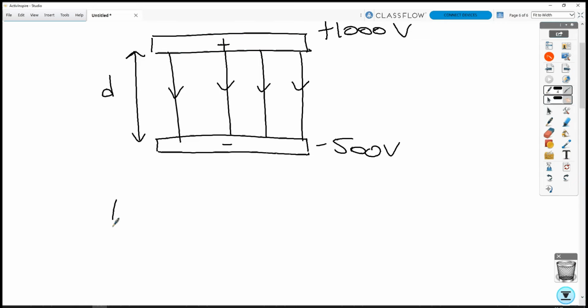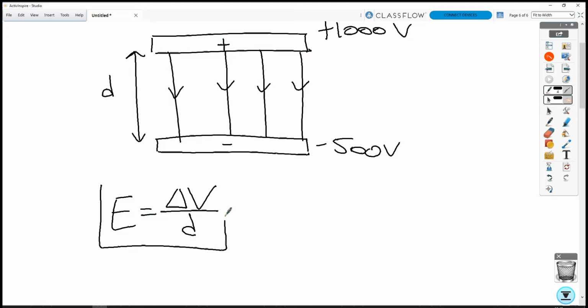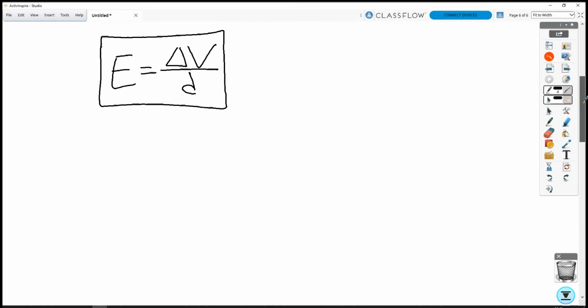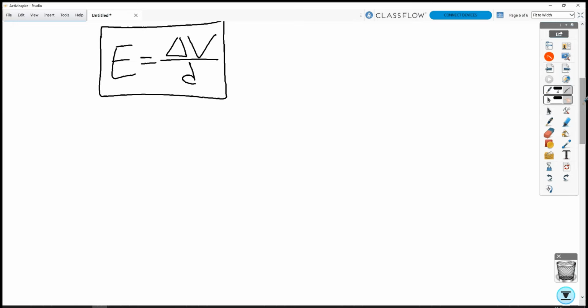So the electric field is worked out by the potential difference, so delta V, over the separation D. In this particular example, the potential difference between the two plates is 1,500 volts, divided by the separation D, whatever that value would be. And charged particles moving between plates will have different trajectories depending on the charges of those particles.